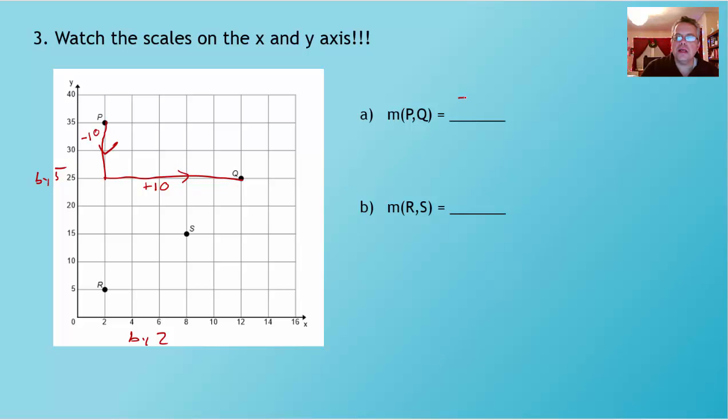Okay, so our rise is negative 10, and our run is positive 10. Negative 10 divided by 10 is negative 1. We have to be careful and watch the slope, or watch the scale.